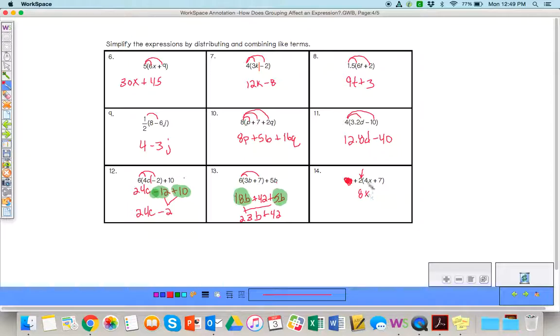That is 8x. 2 times 7 is 14. Now we bring back that 3x, and we combine like terms. 3x plus 8x is 11x. We drop down that 14 because there's nothing else to combine that with. And that is our answer, 11x plus 14.